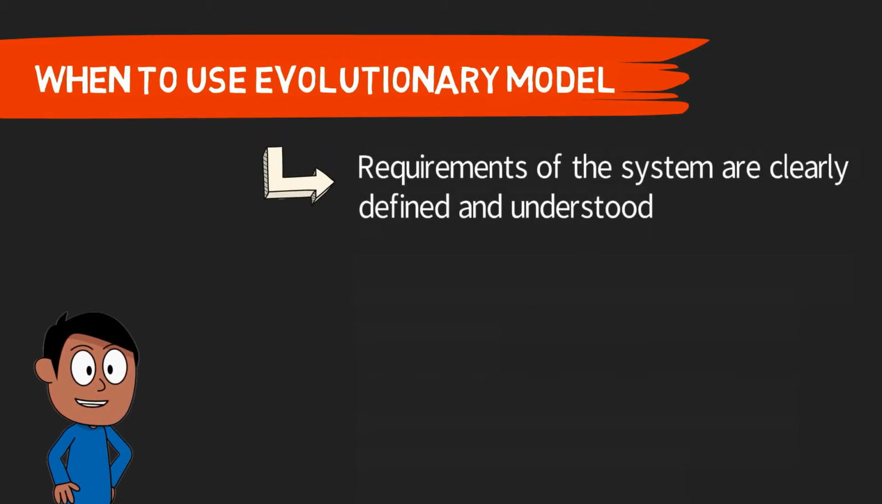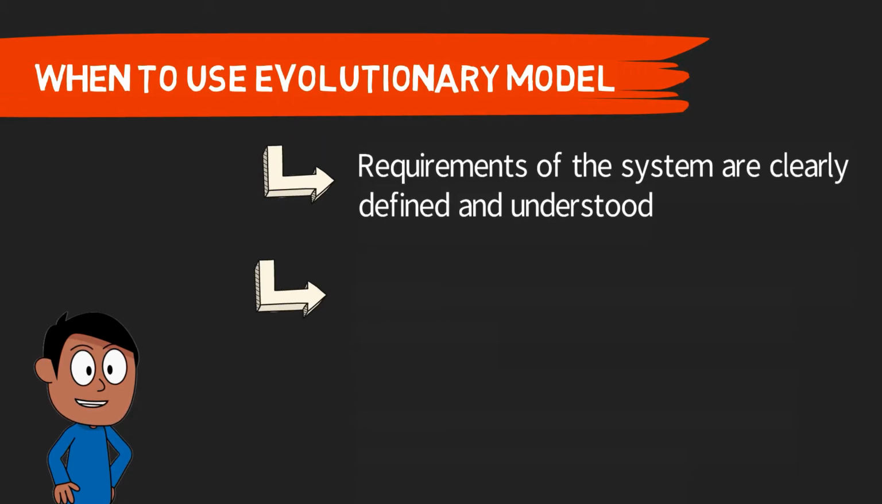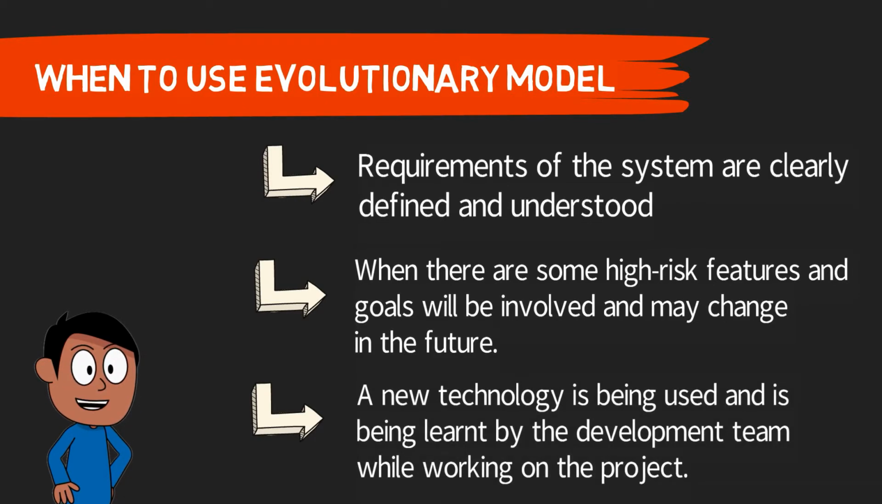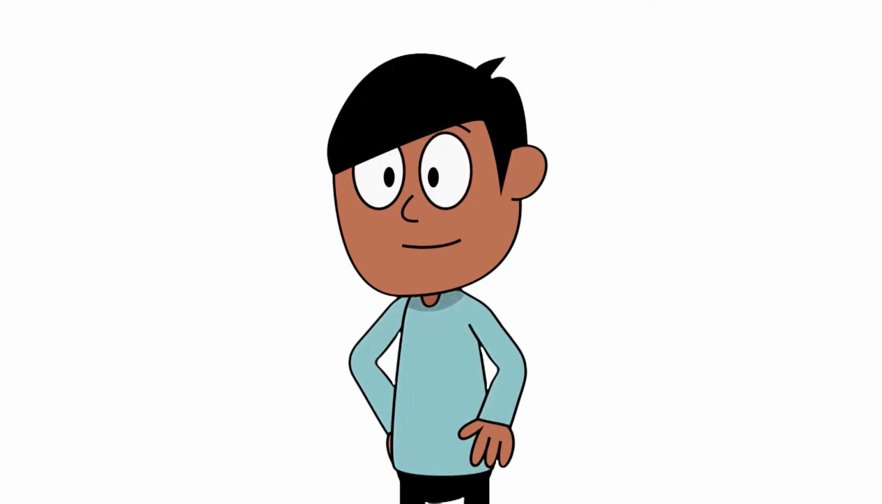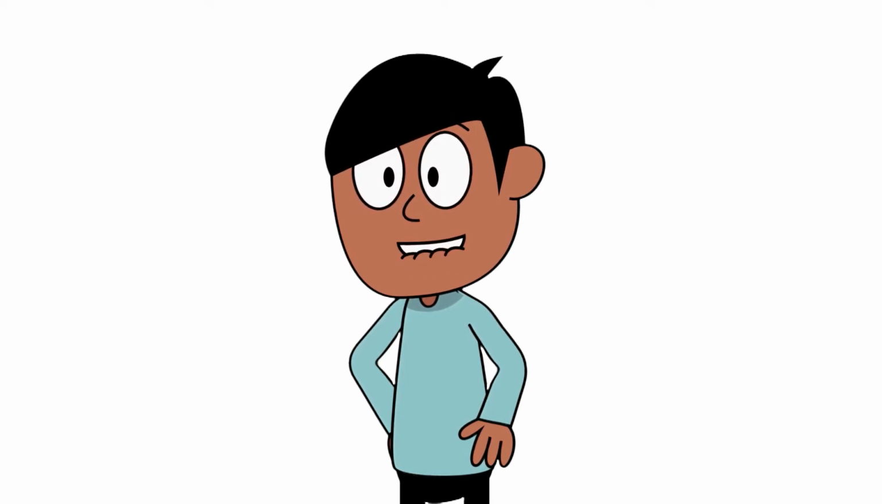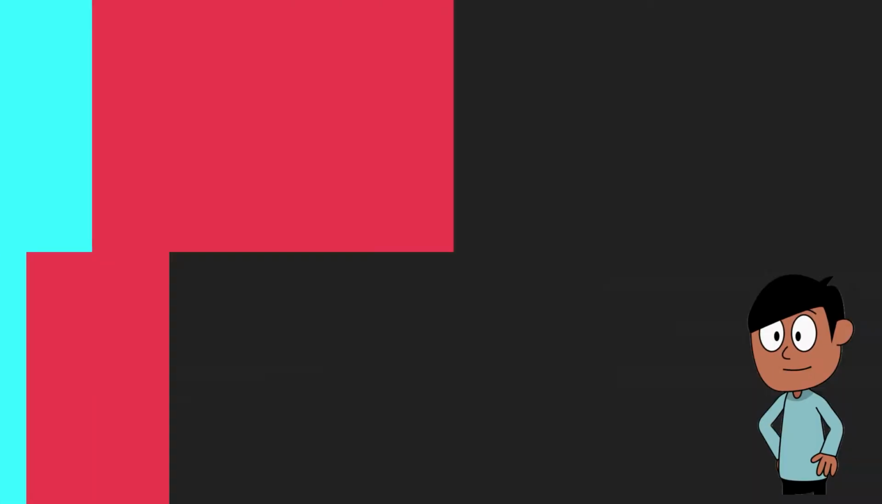When the requirements of the system are clearly defined and understood. When there are some high-risk features and goals involved that may change in the future. When a new technology is being used and is being learned by the development team while working on the project. We finally know when and why we need to use the model, but you all know that all things have their pros and cons. Here is the list of pros and cons of the evolutionary model.